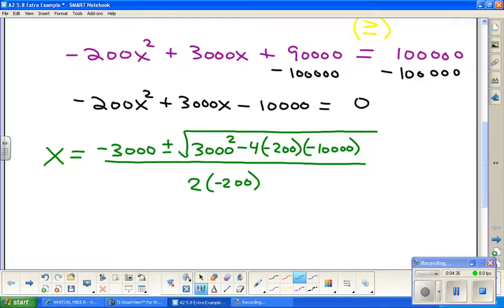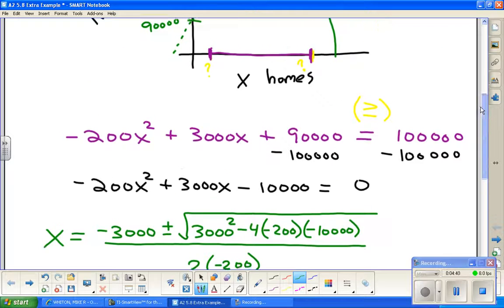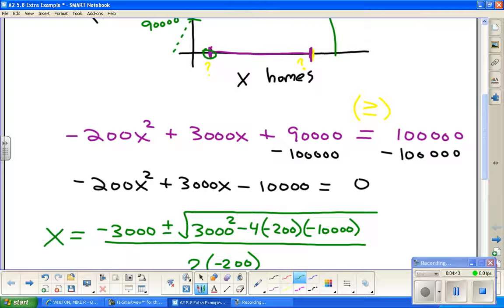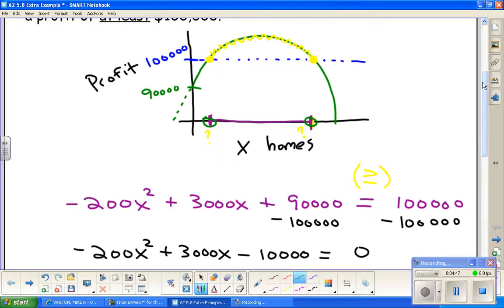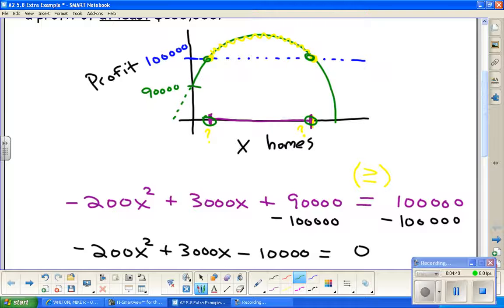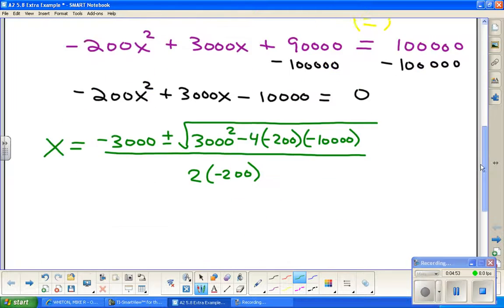Okay, and that's going to give us our answers. Whatever that simplifies out to is going to be whatever this value is and whatever this value is. The two X values when the graph equals 100,000. We're getting the X values, how many homes. So let's calculate that out.